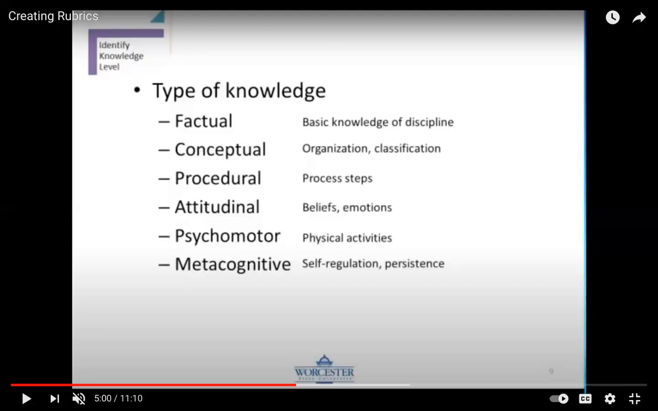Conceptual: if the students know the concept, then they should be able to organize, classify, because they handle the concepts very well. Procedural: if students can explain something, mention the steps.